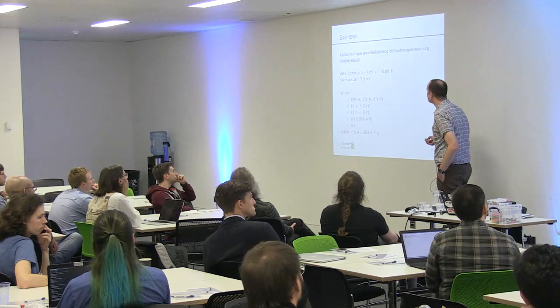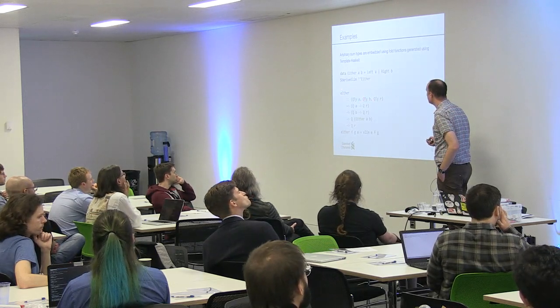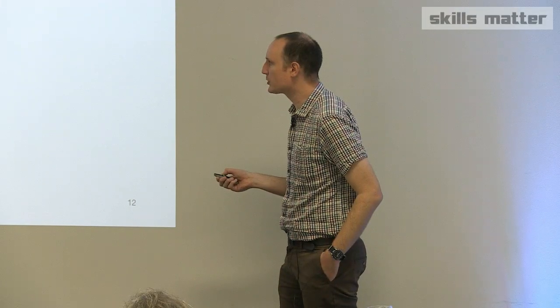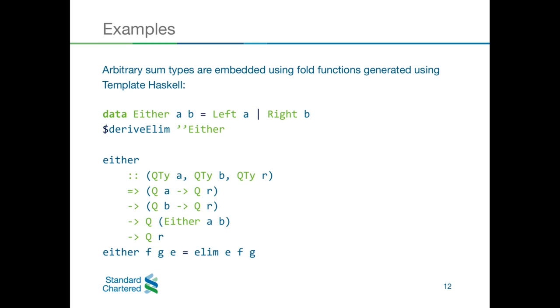And now for some types I generate a fold function, because I can't pattern match. I'll talk about that a little bit later. But this Template Haskell here generates a fold function called elim, and we have something in the prelude for this DSL that's just like the Haskell either, and it's written in terms of this eliminator here.